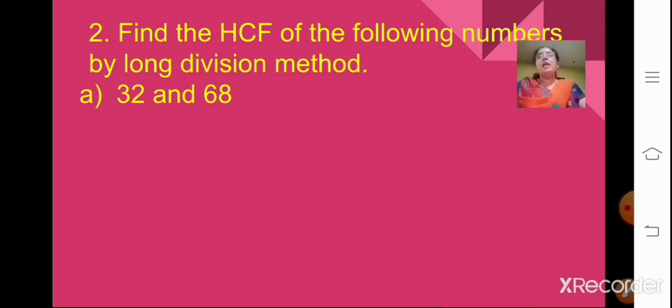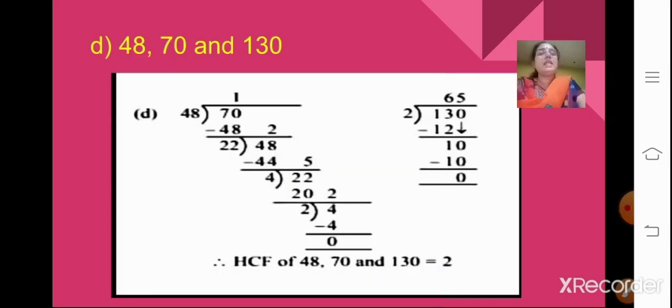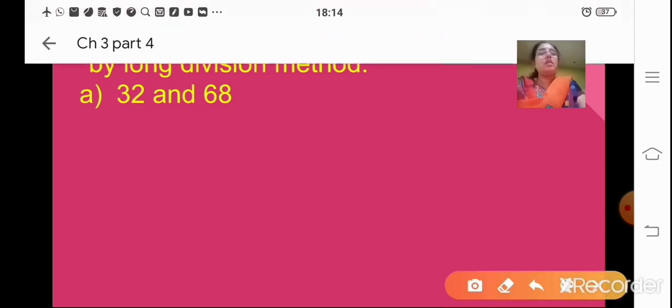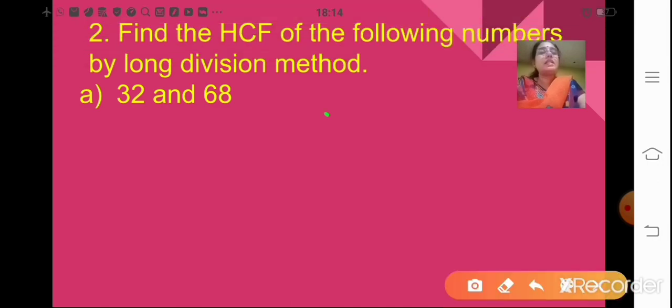First sum, 32 and 68. Okay. Now when you divide using this long division method, we'll divide this 68. You'll divide this 68 right here, which becomes my dividend, and my divisor is 32.